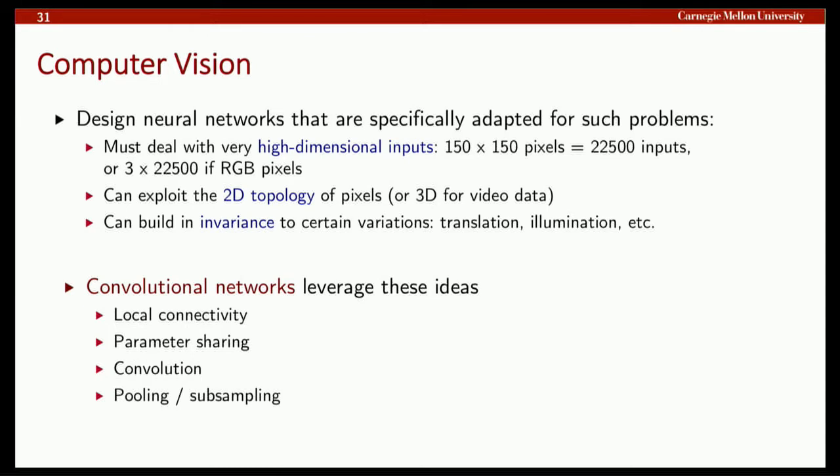There are several ideas, and I listed 4. There's local connectivity, there's parameter sharing, there's convolution, and then there's pooling and subsampling. So let's quickly go over those.